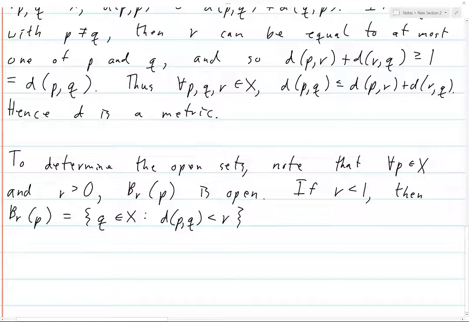So this is the set of all points Q in X such that the distance between P and Q equals 0. But what is this? This is just the set containing the point P, because that's the only point whose distance from P is 0. Every other point has distance 1 from P. And so therefore, this open ball has just one element.